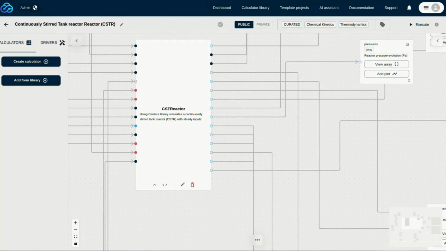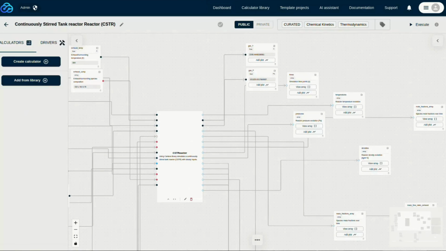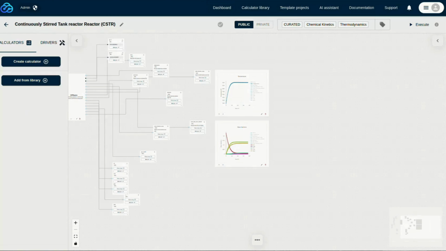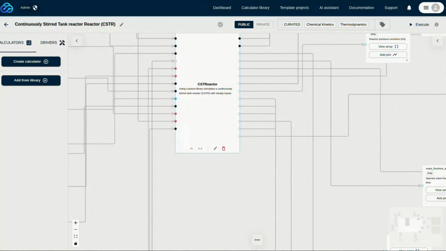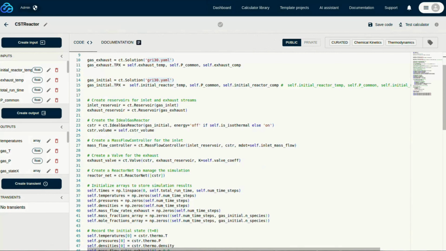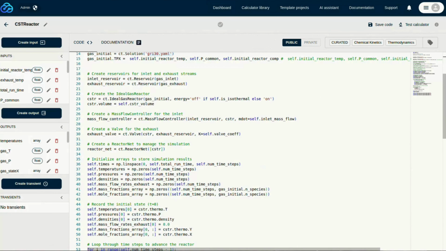We define a system of perfect mixing, tracking the time evolution of temperature and species composition as reactants transform into products. The code initializes the gas state using the GRI-Mech 3.0 mechanism, a gold standard in combustion. Once we've defined our reactants, the platform initializes a perfectly stirred volume.